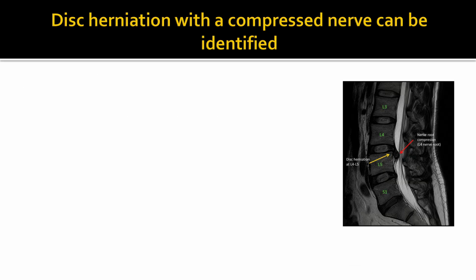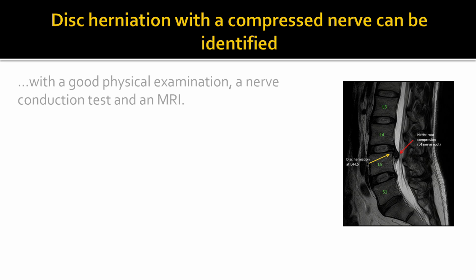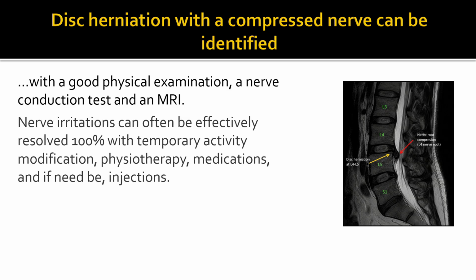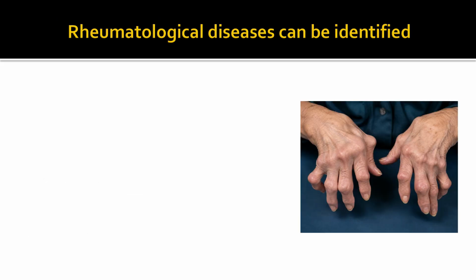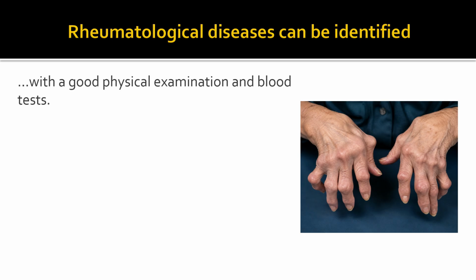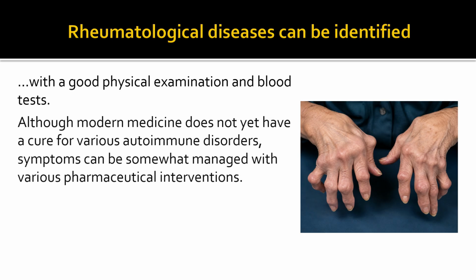Disc herniation with a compressed nerve root can be identified with a good physical examination, a nerve conduction test, and an MRI. Nerve irritations can often be effectively resolved 100% with temporary activity modification, physiotherapy, medications, and if need be, injections. Sometimes there's a need for surgery, and then people get better. Rheumatological diseases can be identified with a good physical examination and blood test. Although modern medicine doesn't yet have a cure for various autoimmune disorders, symptoms can be somewhat managed with various pharmaceutical interventions.